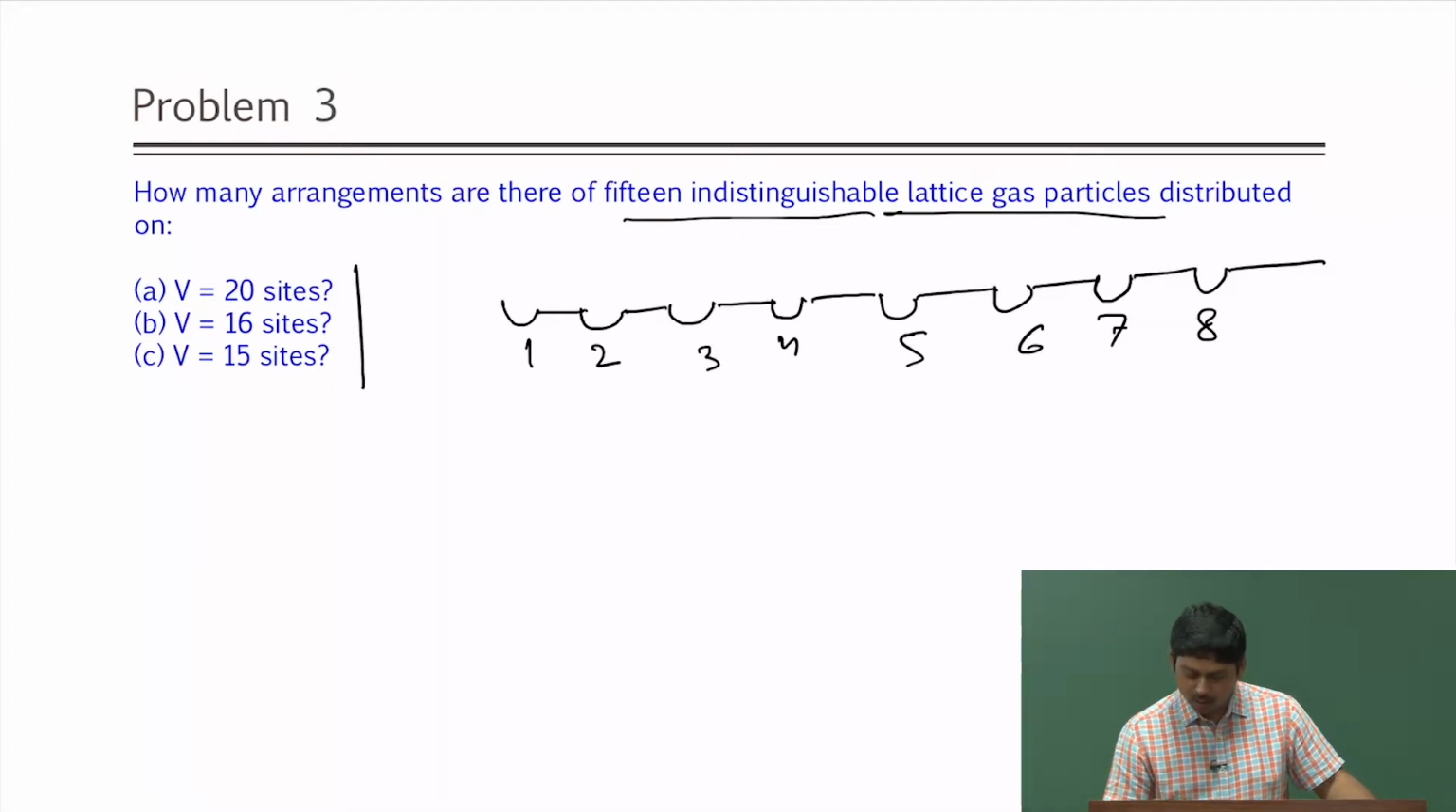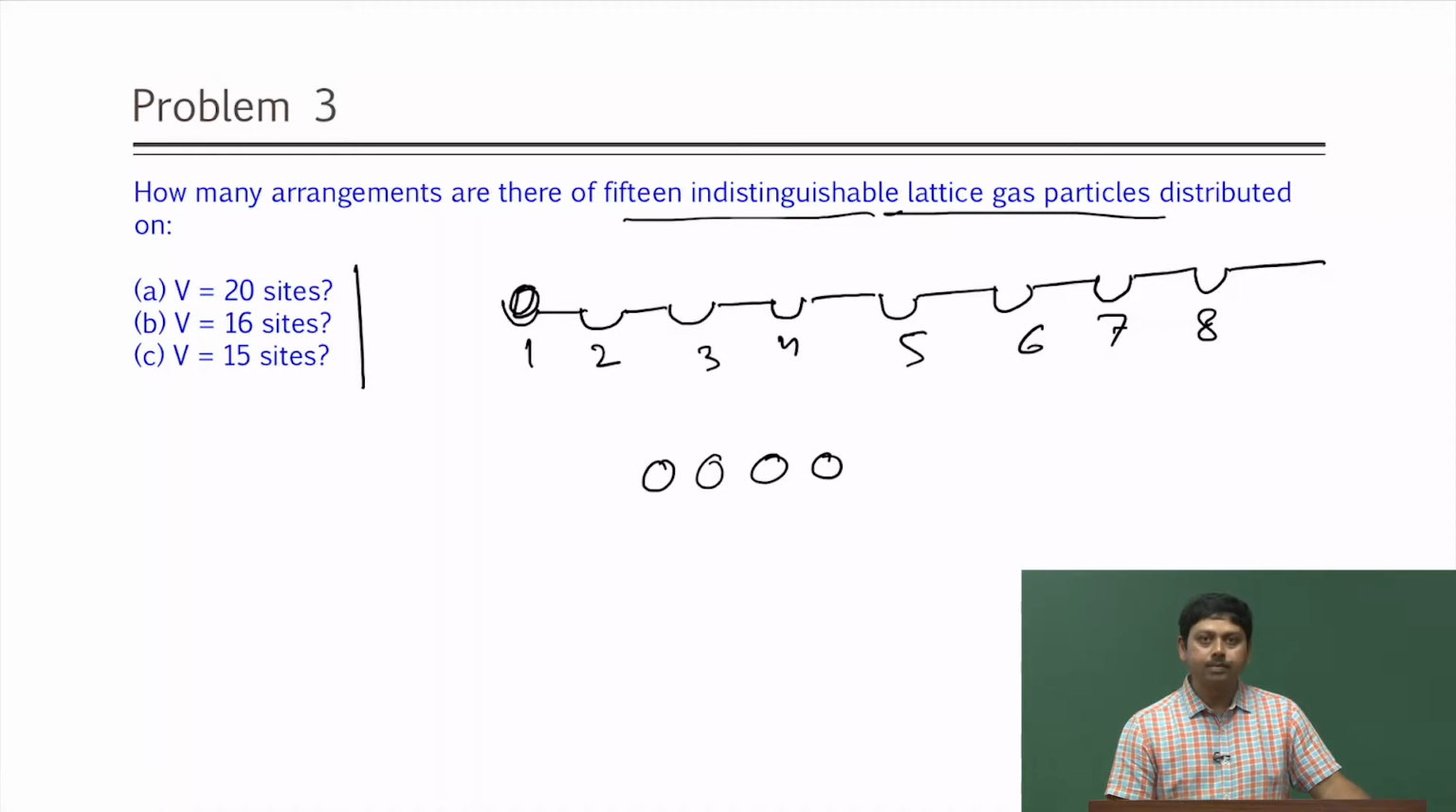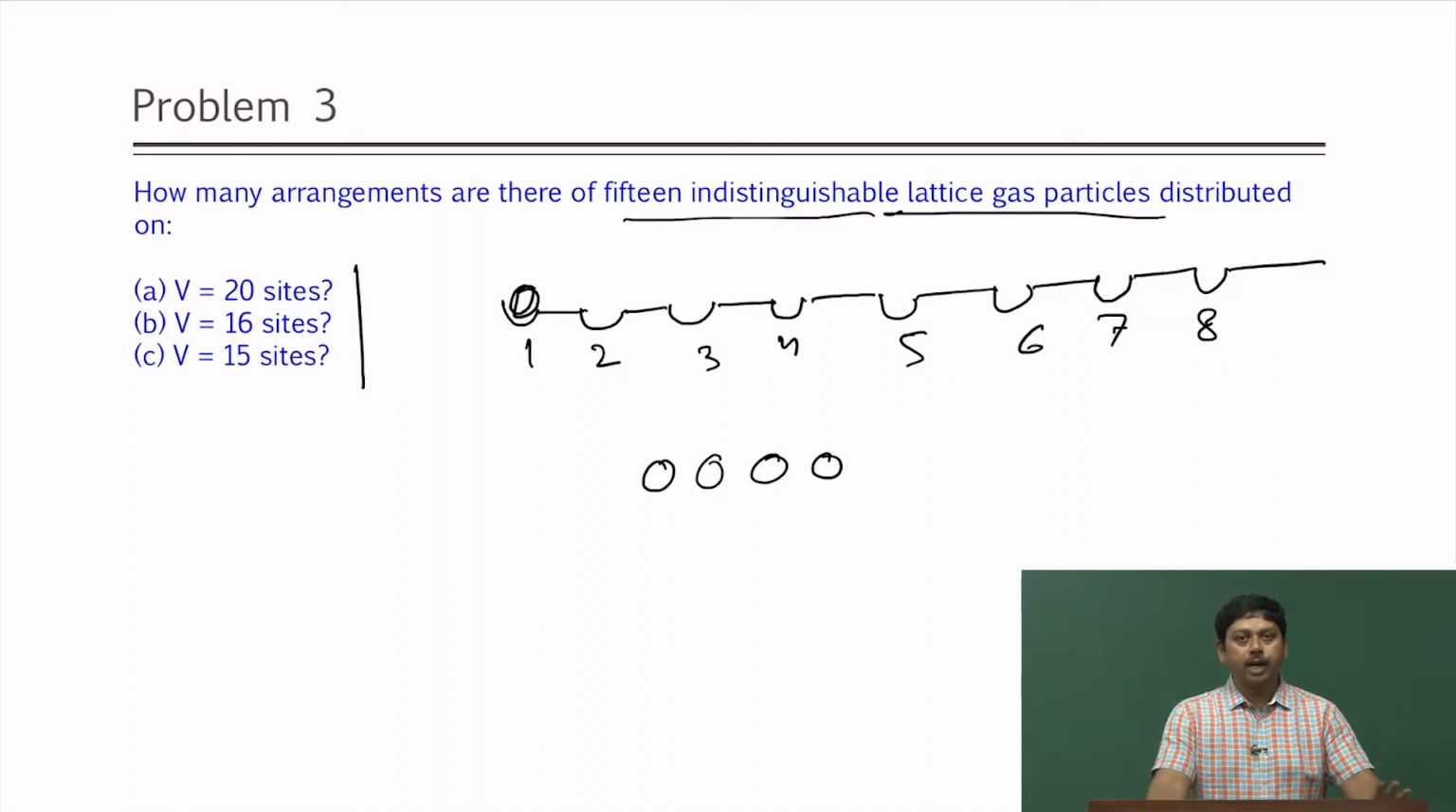lattice gas particles. So, the gas particles are indistinguishable, and one lattice point will have only one particle. It is not that I can put multiple particles there. As I told you, for indistinguishable particles in distinguishable cells, the distribution will follow the star and bar problem. However, if you can put only one particle in one lattice site, then the question is basically how many ways you can choose those lattice sites in order to put the particles.